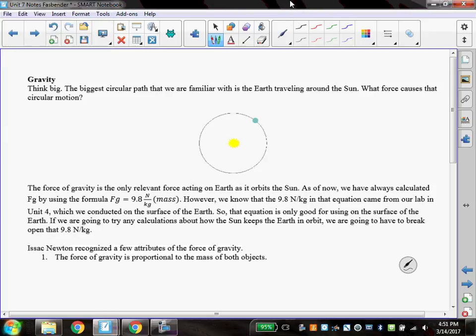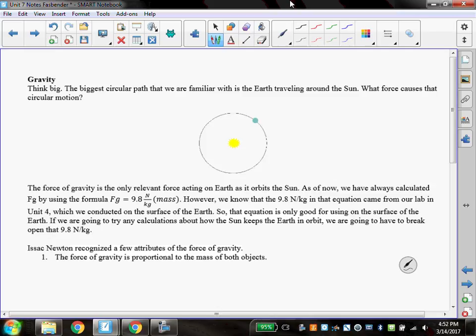All right, let's think big. Let's think about the biggest circle that we are very, very familiar with. Let's think about the Earth going around the sun. Now ask yourself, what causes the Earth to go around the sun? We know that there has to be a net force pointed towards the center of the circle. After all, that is the centripetal force, and that is the thing that causes us to move in a circle.